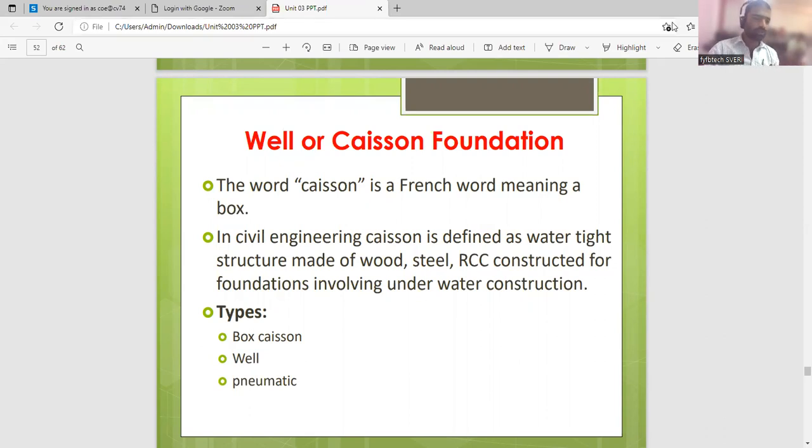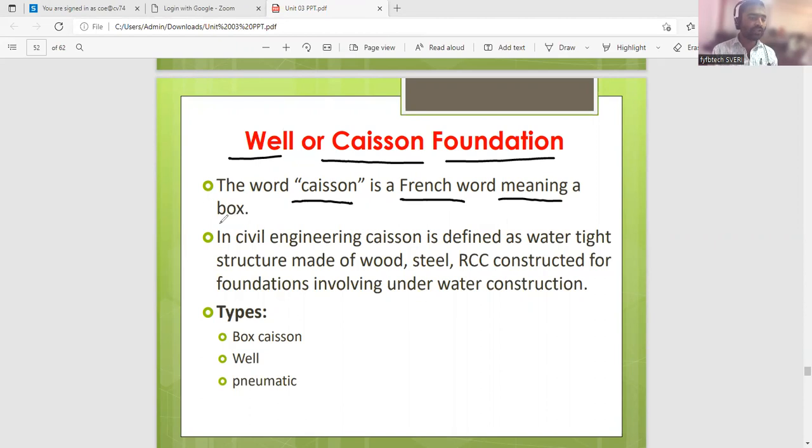That foundation is called a caisson foundation, or it is also called a well foundation. Well foundation or caisson foundation. The word caisson is a French word meaning box. Caisson means box. In civil engineering, a caisson is defined as a watertight structure. Watertight means within this, water will not come.